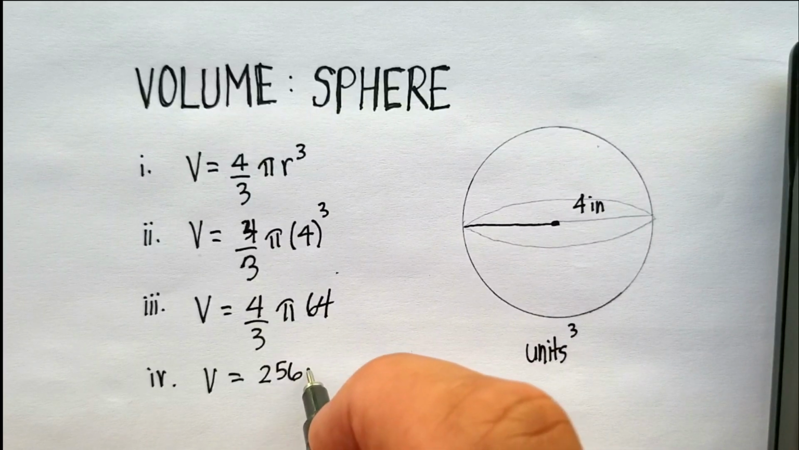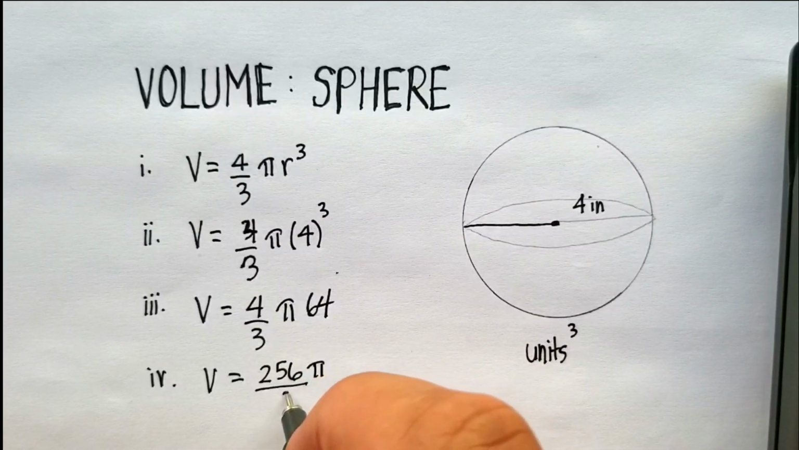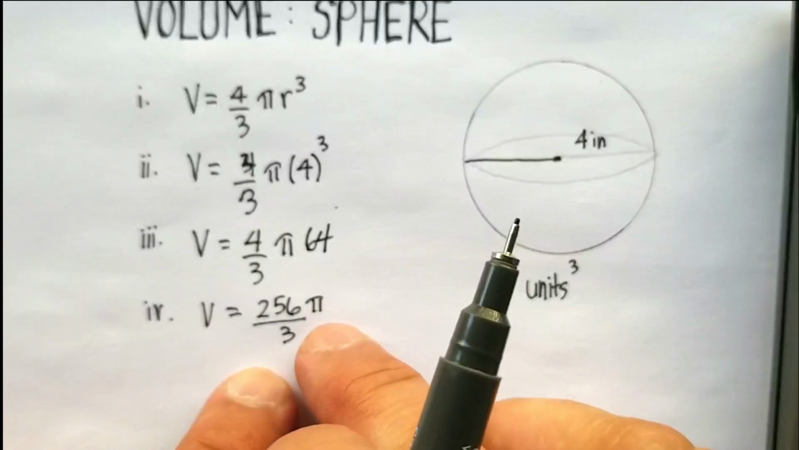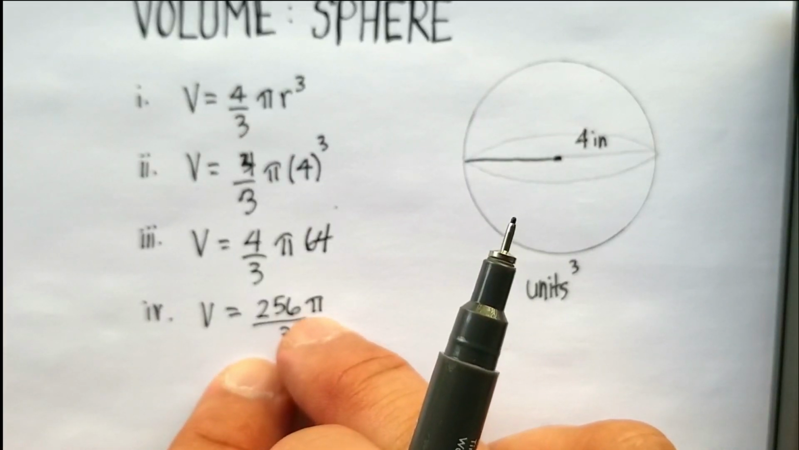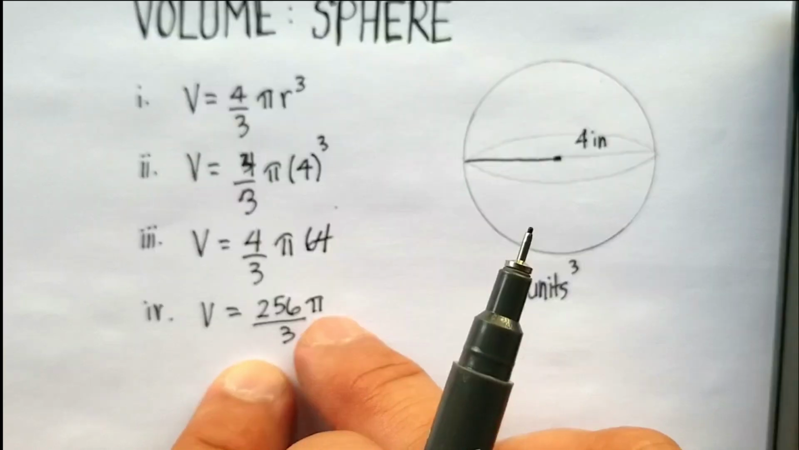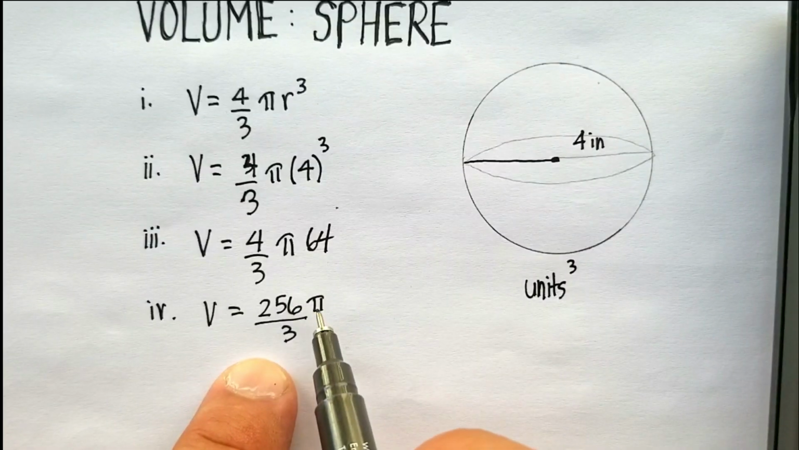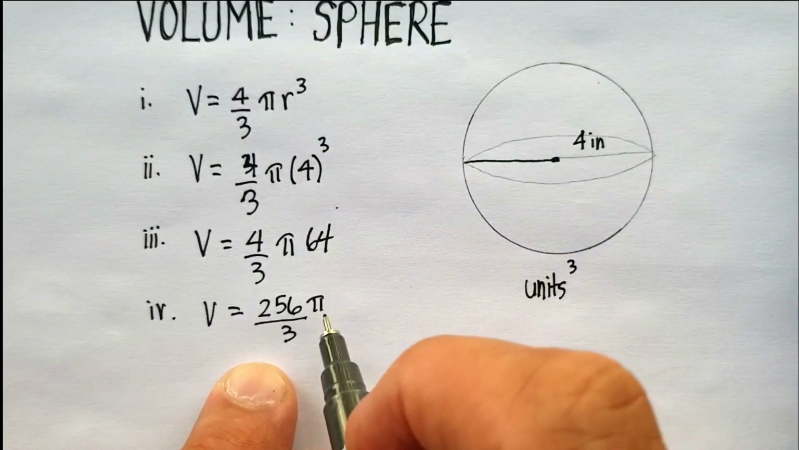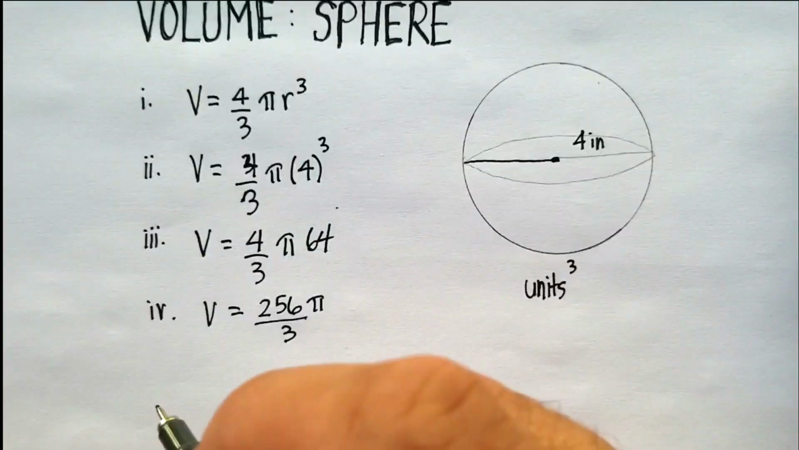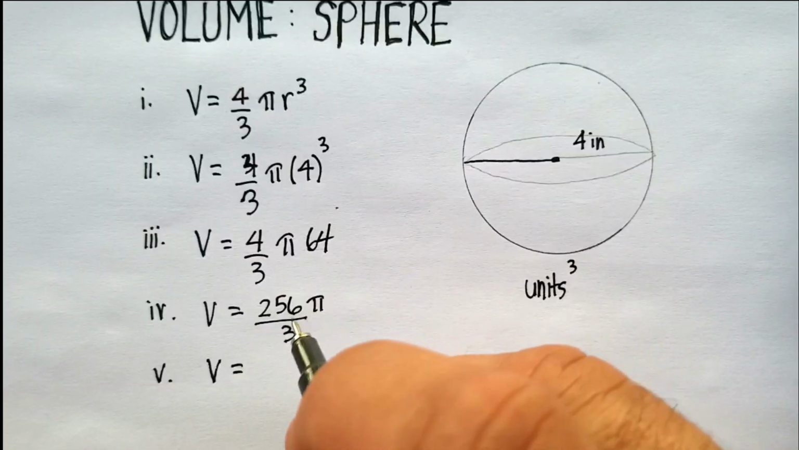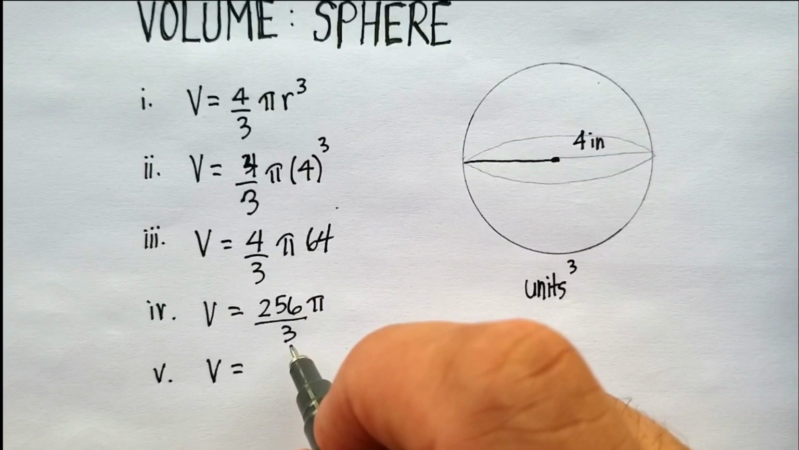So now I have 256 pi over 3. Now here's where you can make a choice. You can actually substitute a value in for pi, which is again 3.14, or you can leave it as pi, or you can substitute the value of 22/7. Okay, now in this particular case, I'm going to leave it as pi because that's a perfectly acceptable way of doing it. So now I've got volume is equal to 256 divided by 3.